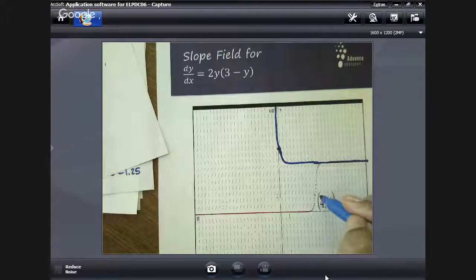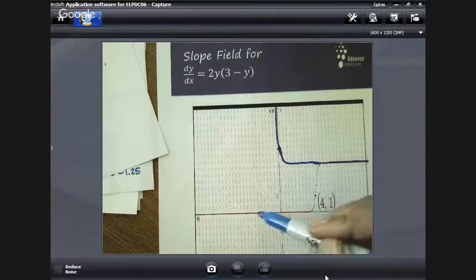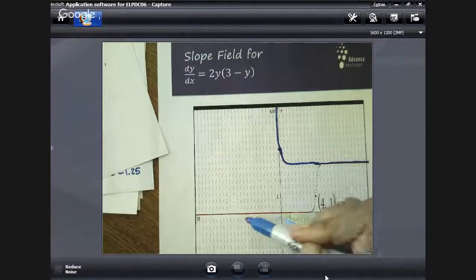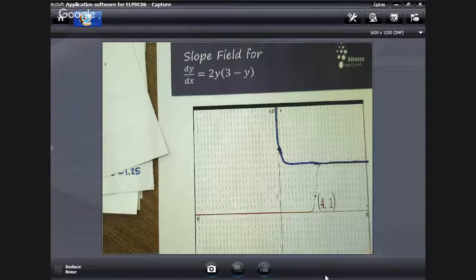Now here's my point (4, 1). Notice that at this point, if I go out to the left, I go toward the horizontal axis, and I go up to the right. But there's also a change in concavity. It's not really at the point (4, 1), though.